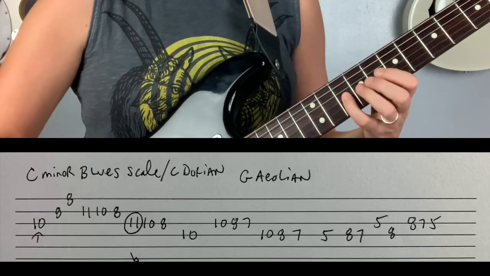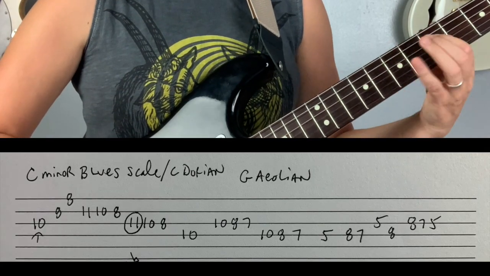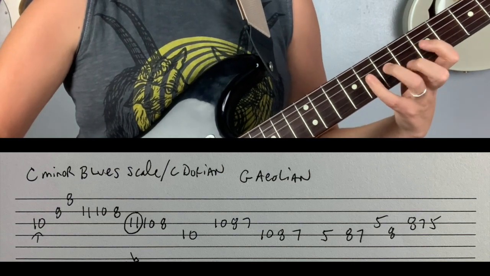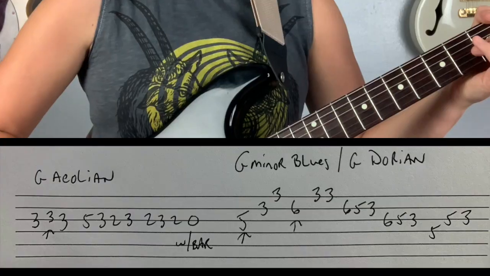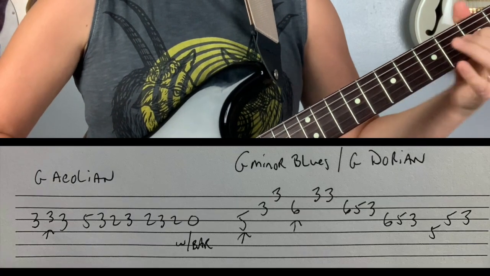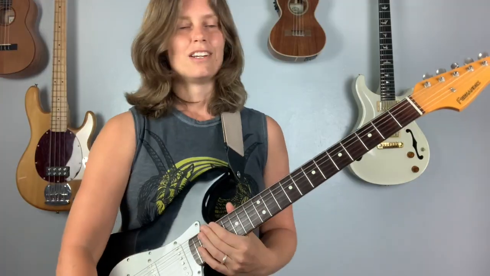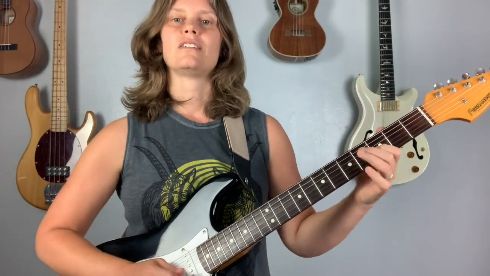Then it goes heavy G root there. So what is that? That is G Aeolian again. Now we're going down to this position. So that is, again, more of that modal thing, the G Aeolian.